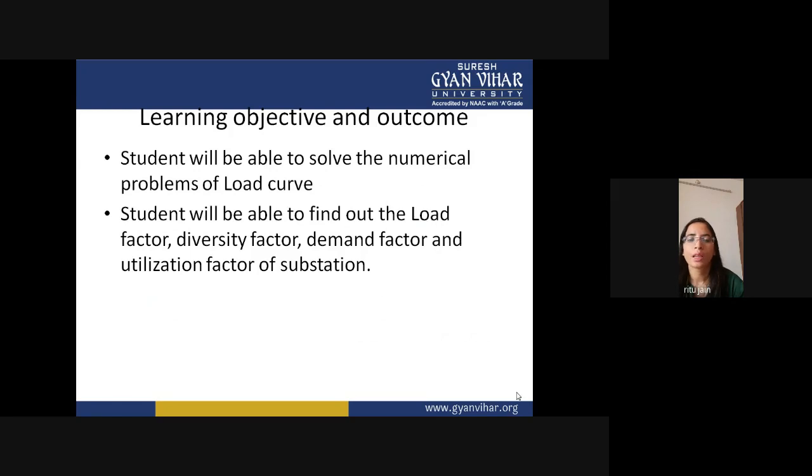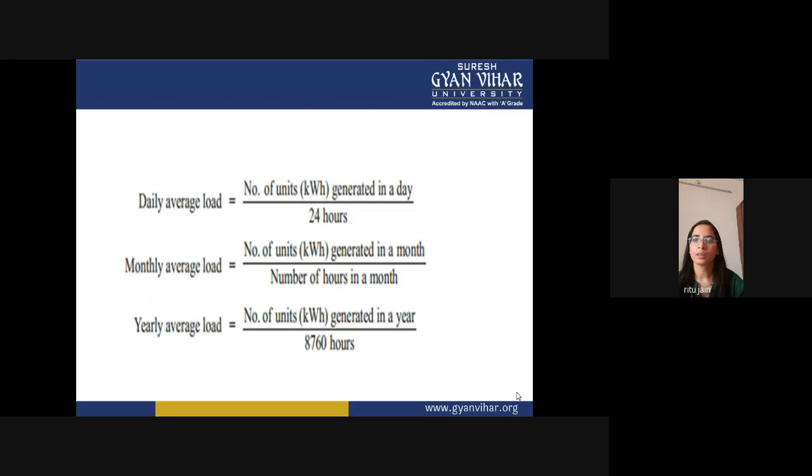After this lecture, I expect that students will be able to draw the load curve and load duration curve. Students will be able to find the load factor, diversity factor, demand factor, and utilization factor of any substation, any individual transformer, or a particular demand for any consumer. So let's start with some definitions. By revising these definitions, it will be easy to understand all the numerical problems.